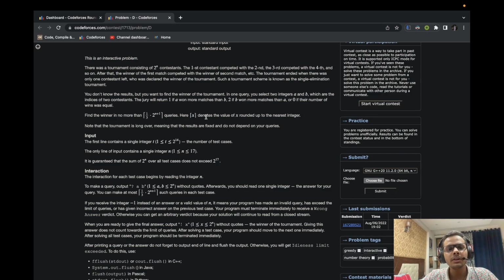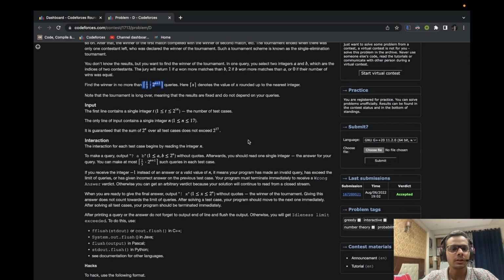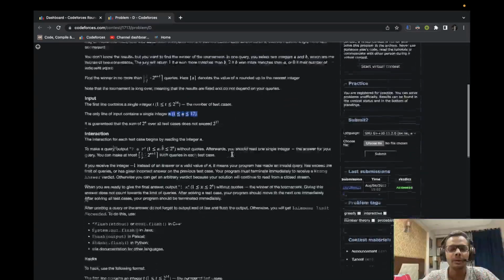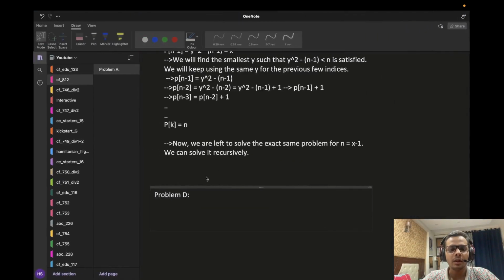So our job is to find the winner among all the players, and we have to do that in 1/3 of 2 raised to the power n, plus 1, queries. That's an interesting number right there. So yeah, this is the problem. N is only up to 17, so 2 raised to the power n is not a very big number. Let's see how we can solve this.